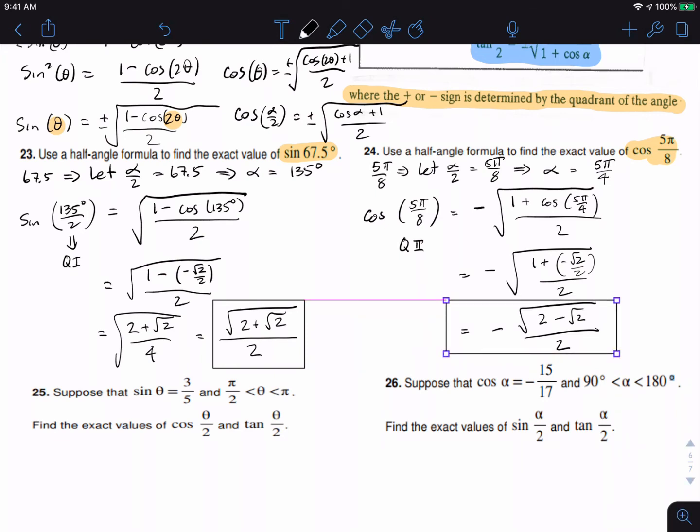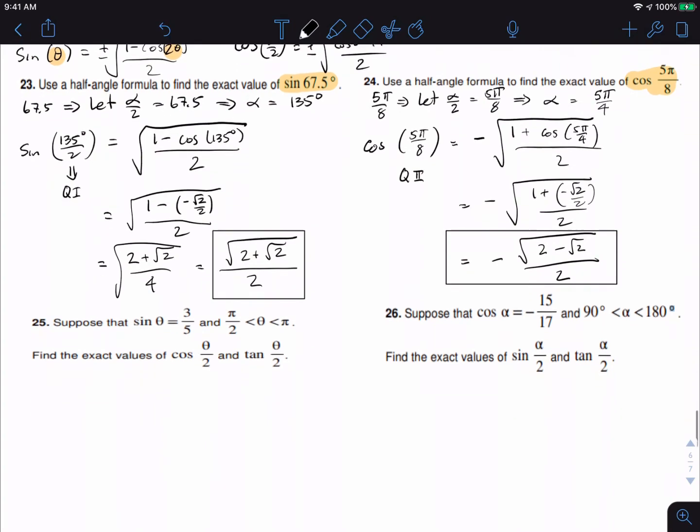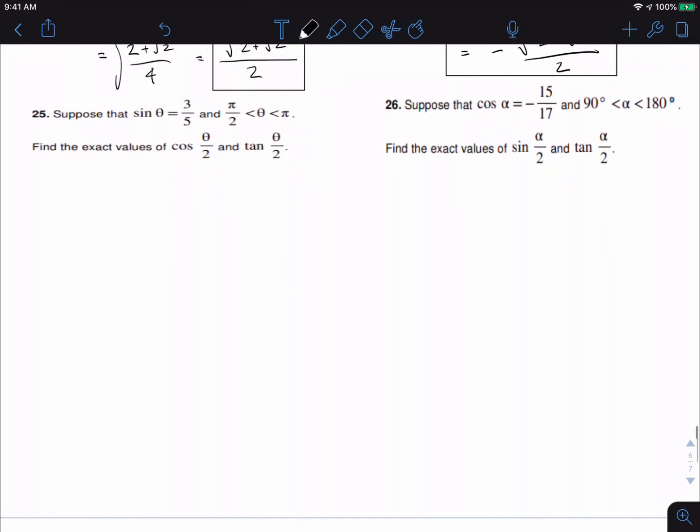This is our answer to this one. Are there any questions on this at all? No? Okay. All right, so let's keep going. If no one has any questions, we'll keep moving forward. And so here's example 25 for you guys to look at.